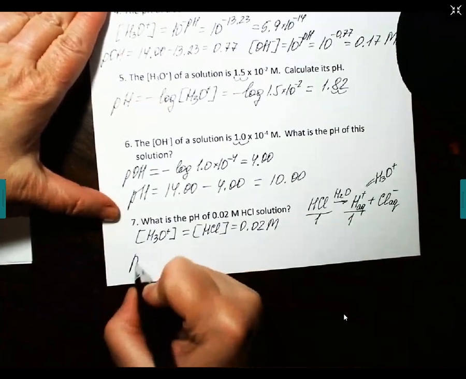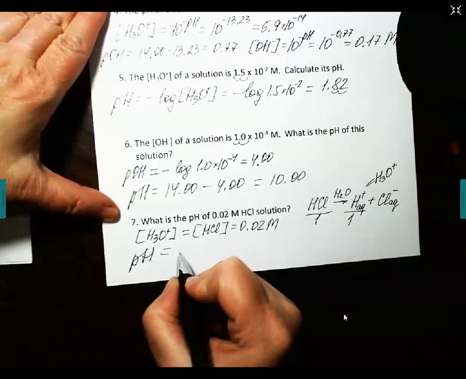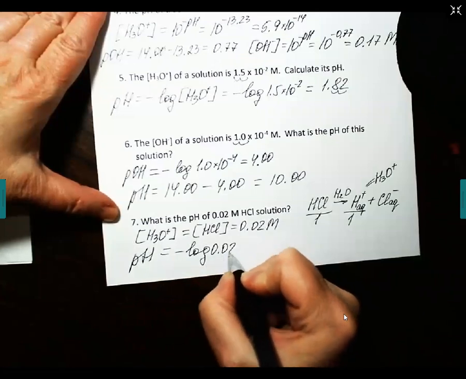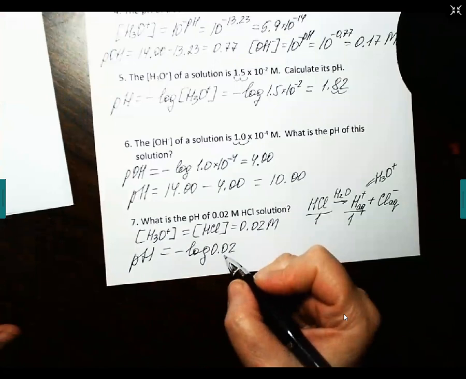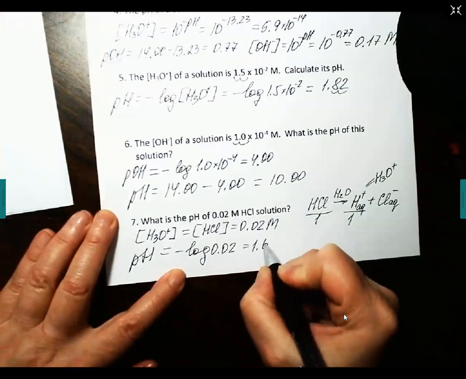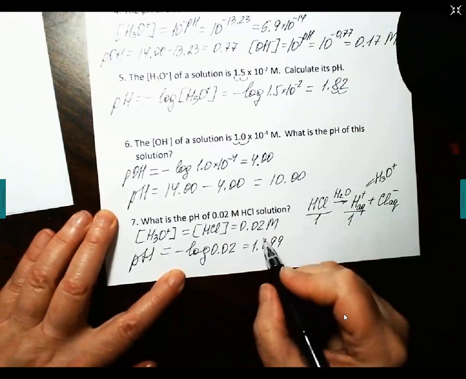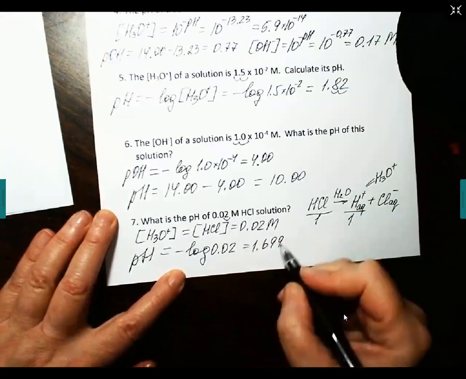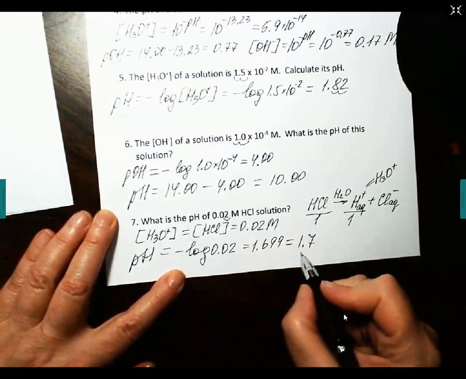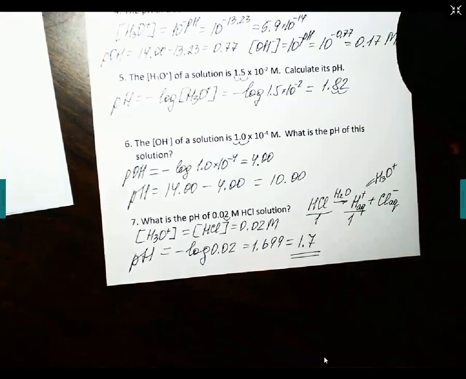And now pH, negative log of 0.02, and it is 1.699. We have just one significant figure, so we need one decimal, 1.7.